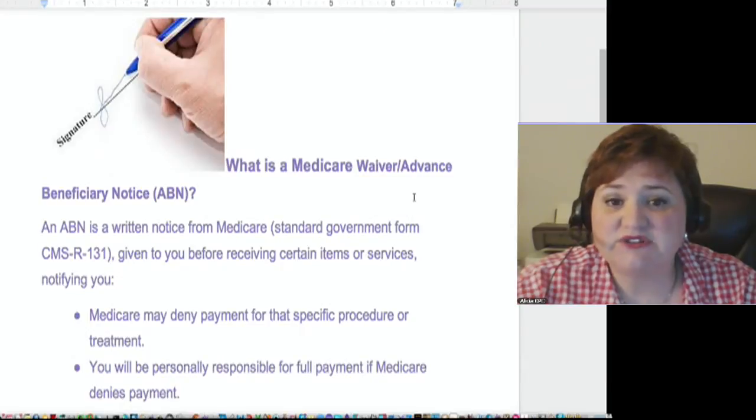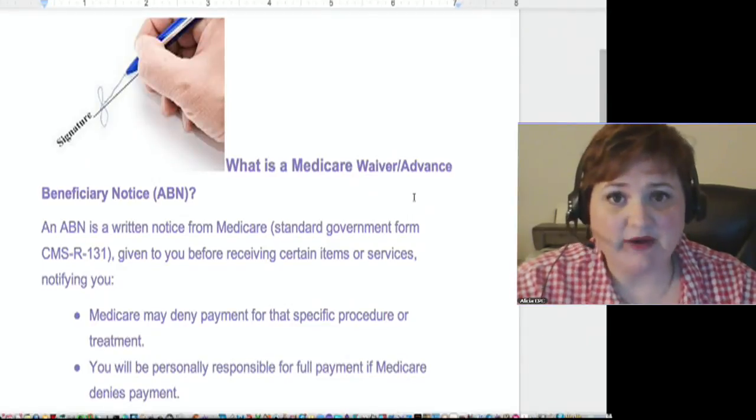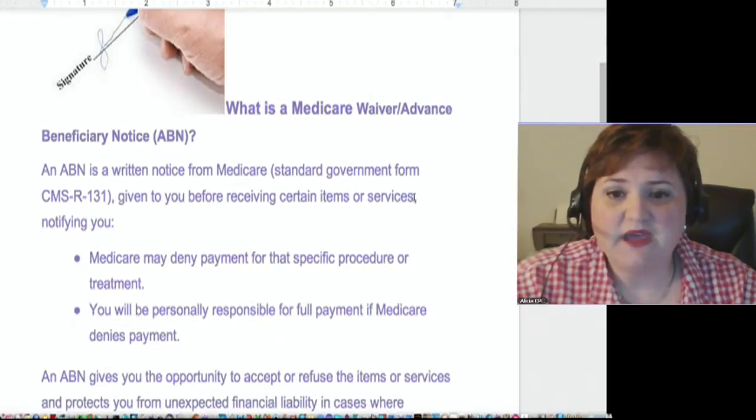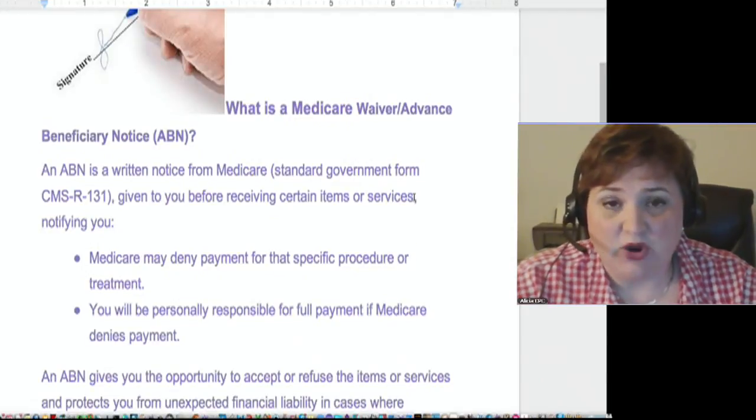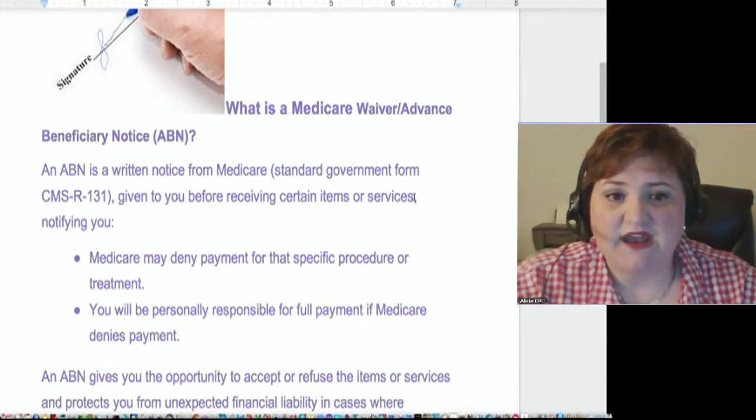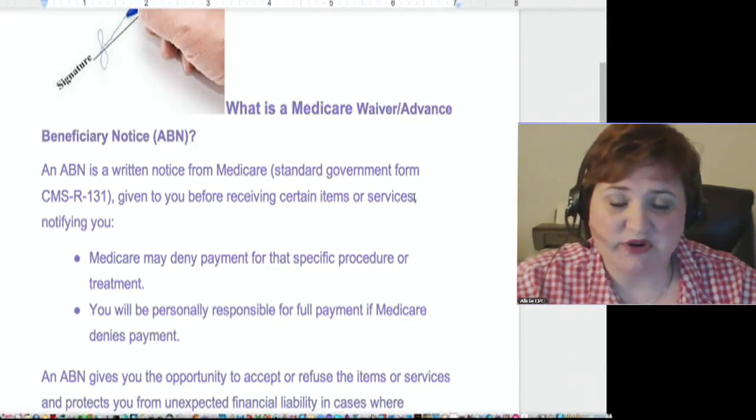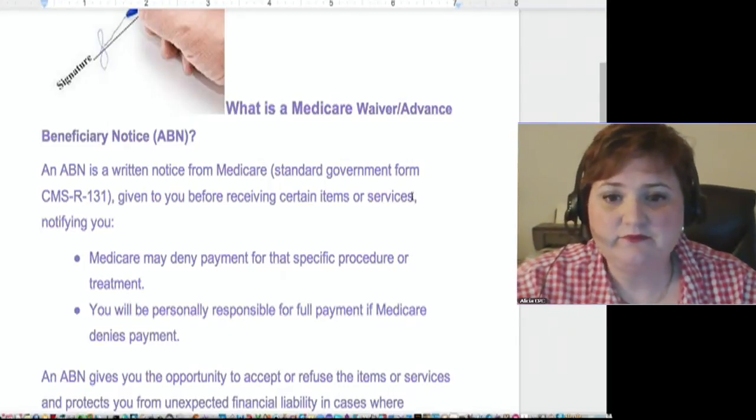It's a written notice from Medicare. It's on a government form. Everybody uses the same form. It's called a CMS R131 form. Because it's a standard form and it always looks the same, once you've had one person fill it out for you, it's real easy to explain.